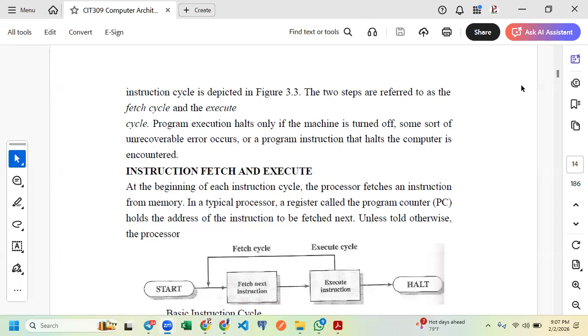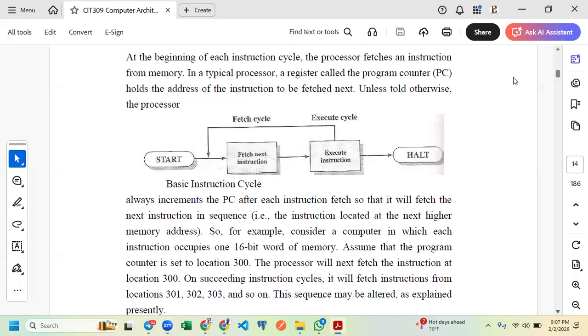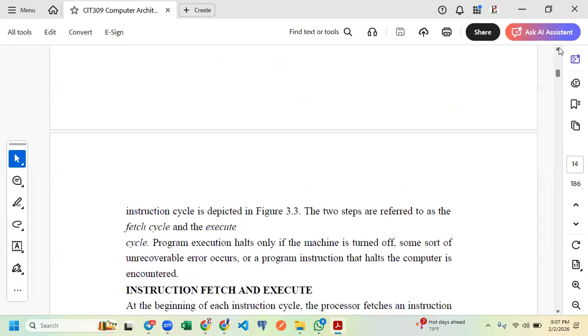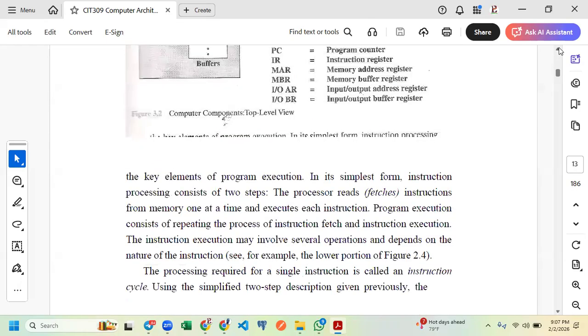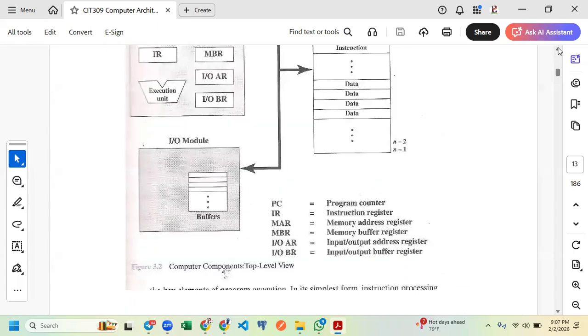Is it this diagram that is 3.3? They did not even label it. They refer to 3.3. Okay, we can't start from there. I think we need to start from here. This particular diagram. Let's check this diagram and see what we can pick from it.